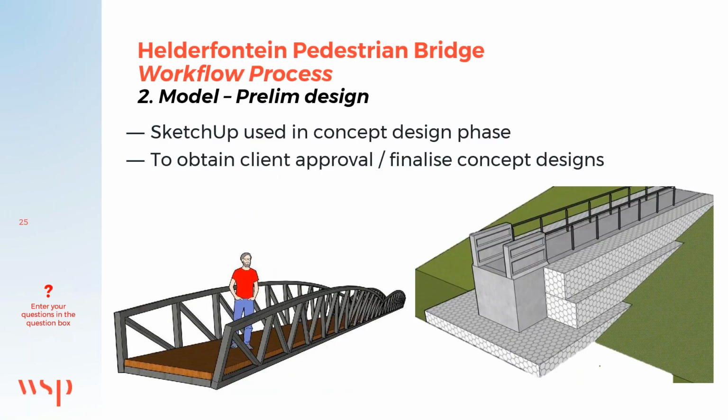Step 2 in the workflow process consists of the model. Firstly, we have the prelim design. SketchUp was used in the concept design phase. This was done to obtain client approval and finalize concept designs. On the left-hand side, you can see the preliminary SketchUp model that was conducted. And on the right-hand side, you can see the embankment protection that was modeled to allow the client to visualize this finished product.